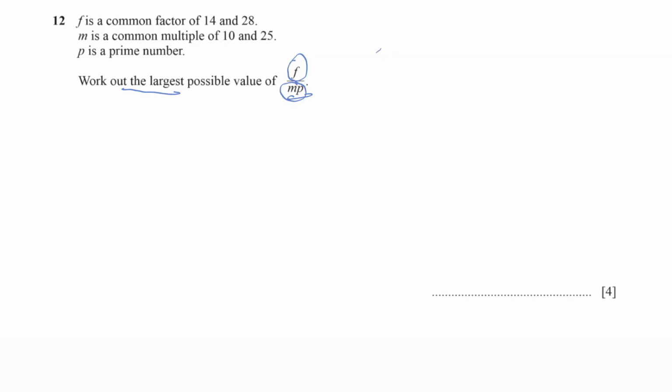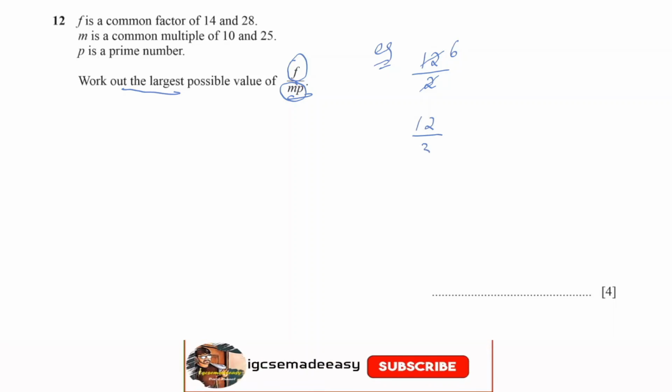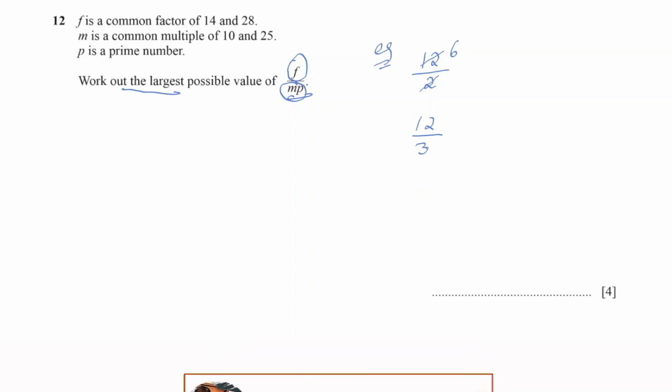Let me give you an example. Let's say I have 12 and I divide it by the number 2, so I'm getting the answer 6. If I divide the same number 12 by 3, I'm getting 4. If I increase the denominator, the total value gets decreased. One more example with 12 itself: if I divide it by 6, if I increase the denominator value, then the total value decreases. If I decrease the denominator value, the value increases.